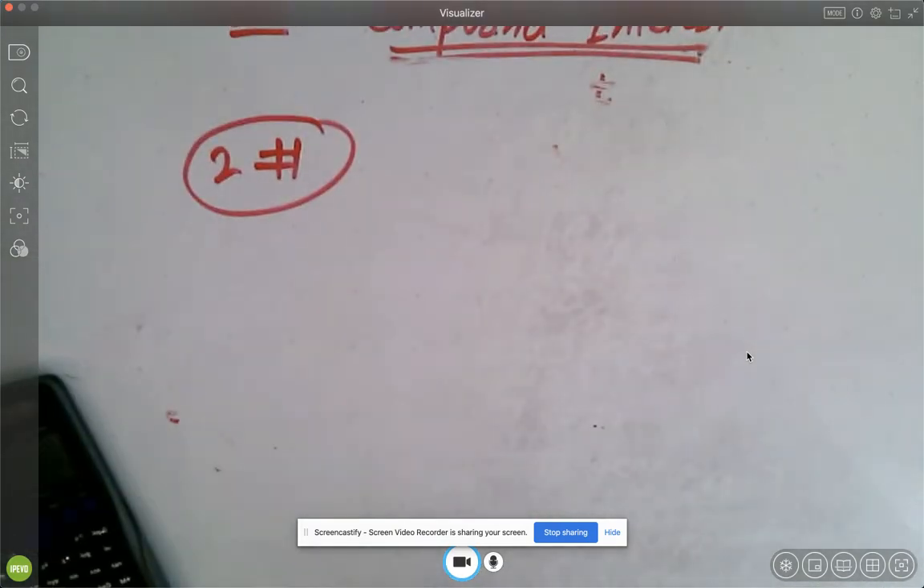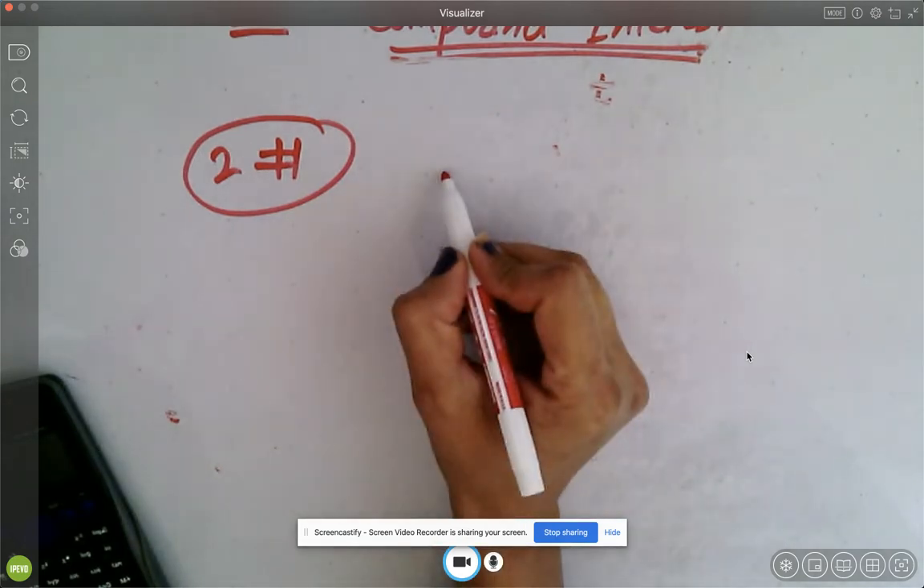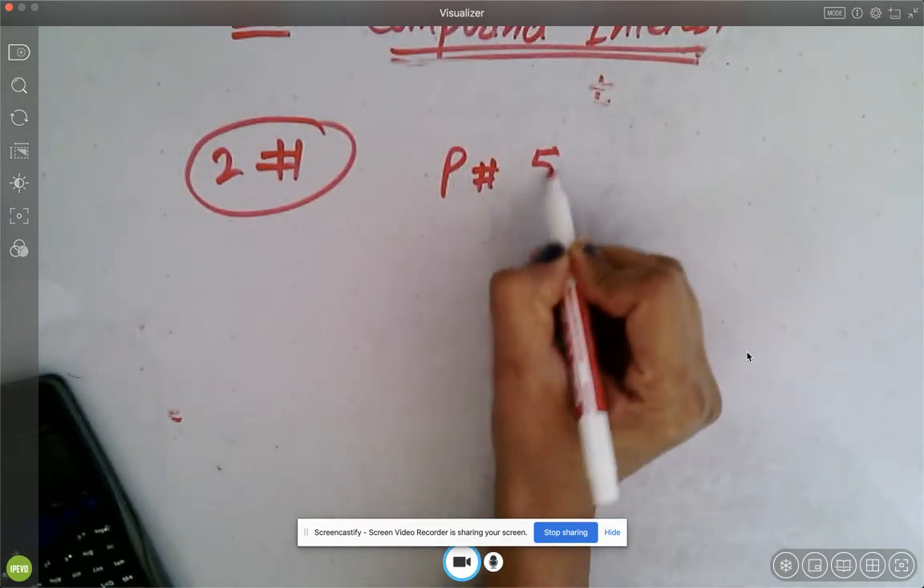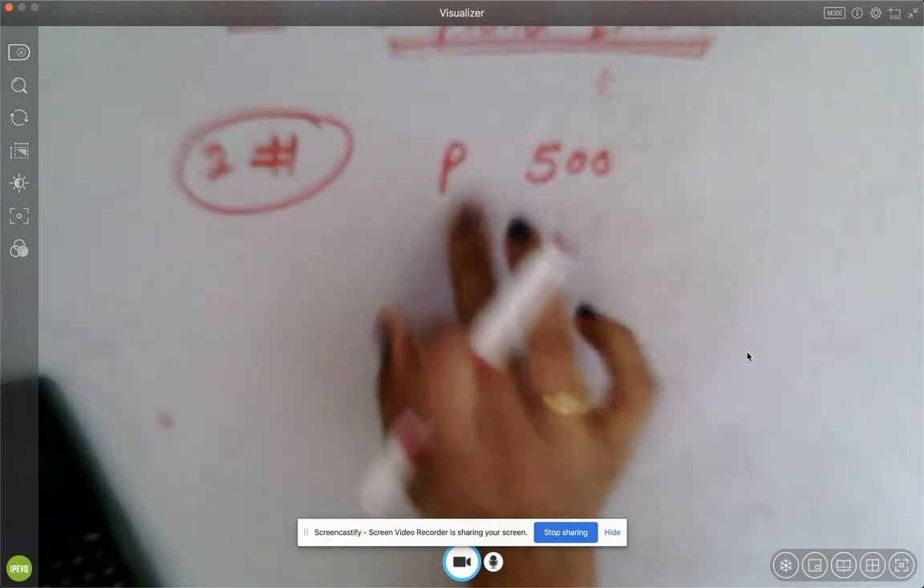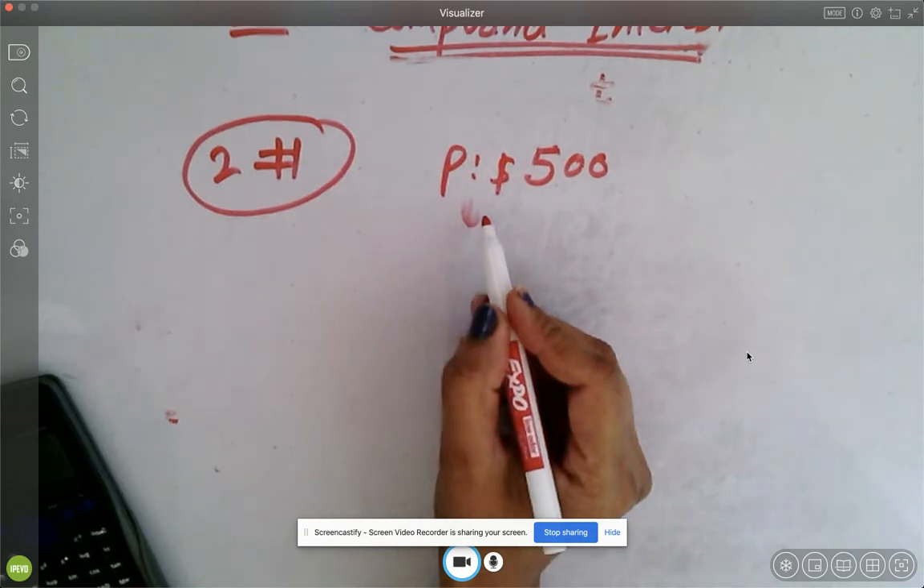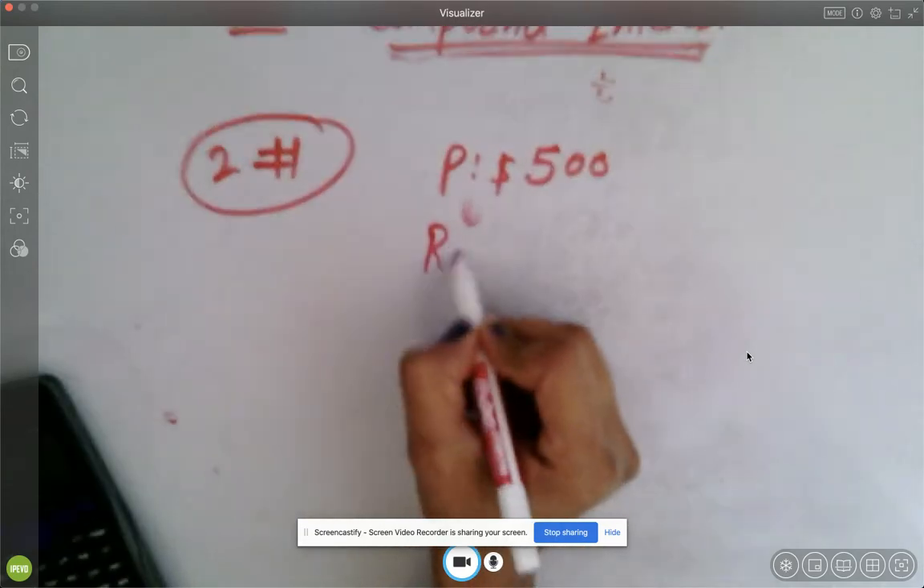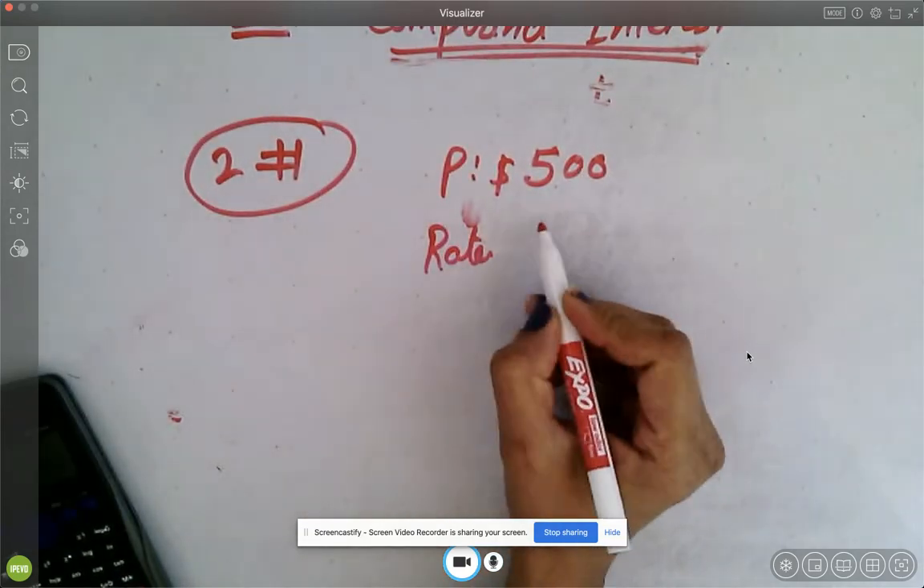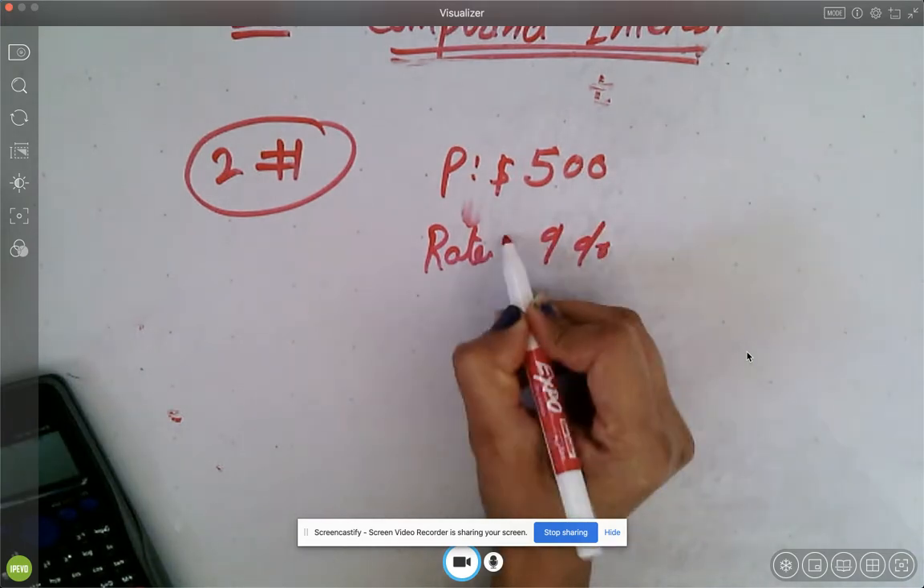Suppose Roberto invests $500 at 9% annual interest compounded monthly. That is compounded 12 times a year. Find the value of his investment 5 years later. Oh, thank you, sir. I really appreciate that.